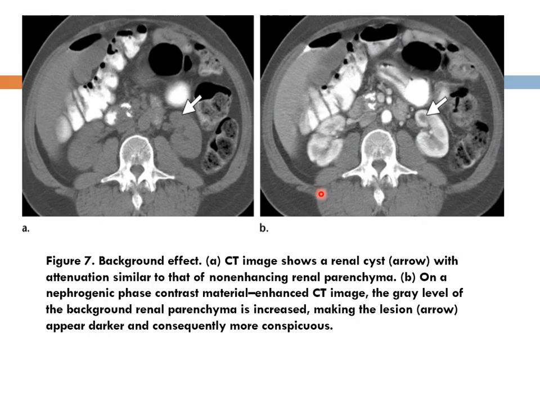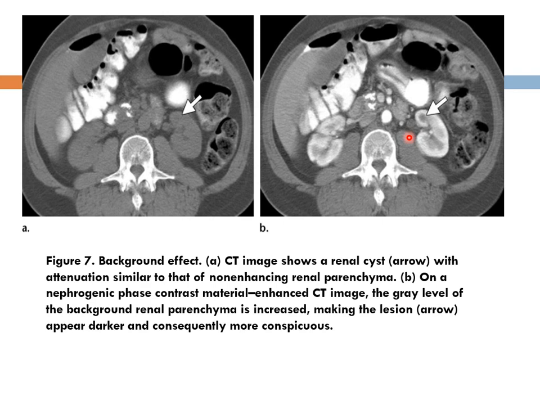For example, we have a CT scan of the abdomen. In A, there is a lesion which is iso-attenuating to the kidneys, not so obvious. In B, when you give contrast and the background changes, the cyst, the lesion, will appear. So this is the background effect?